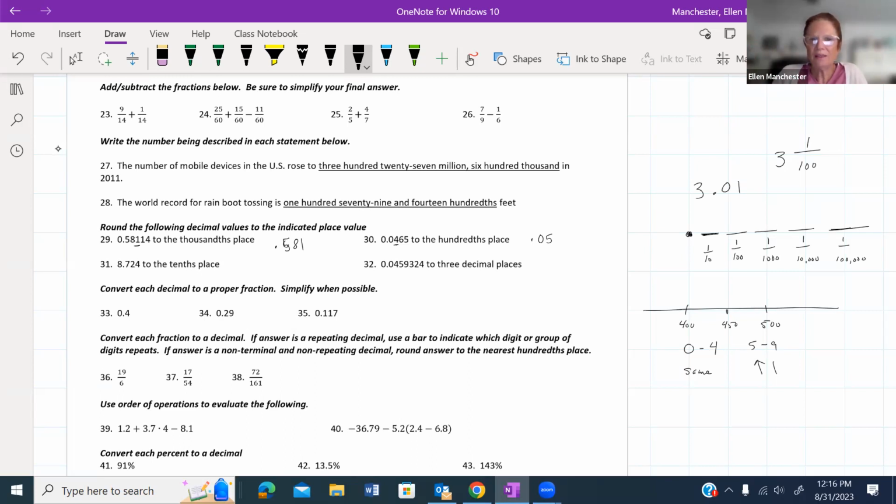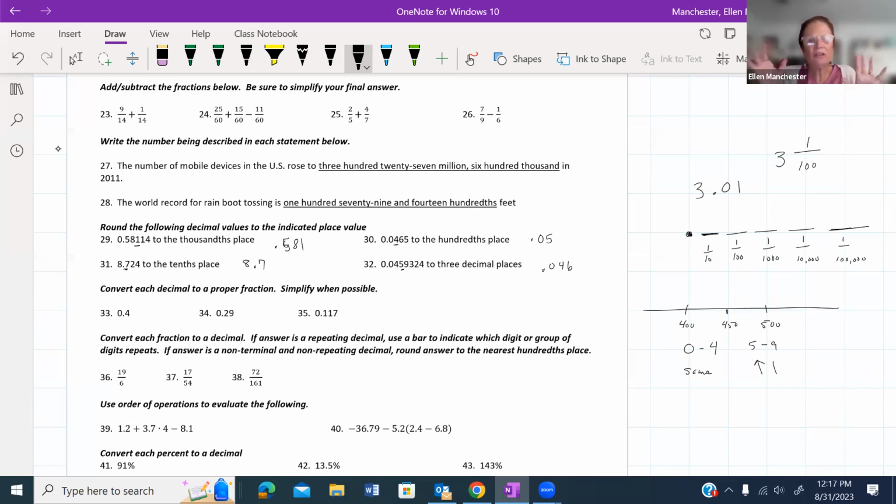All right, and again, everything in front of where you're rounding stays the same. Everything behind it drops off. So number 31, to the tenths place, here's the tenths. We look to the right. The 2 says the 7 stays the same. So I have 8.7, everything else drops off. If it says round to 3 decimal places, 1, 2, 3, that's my 5. The 9 says it's got to go up 1, so it's 0.046. And then again, everything else drops off.